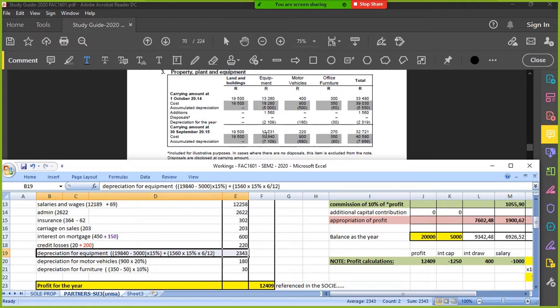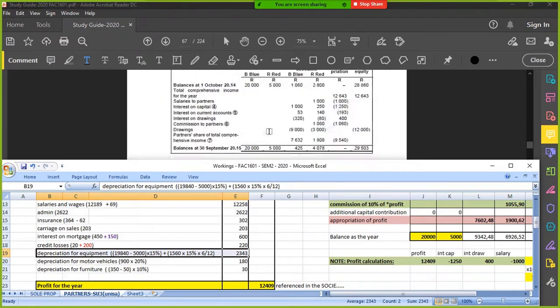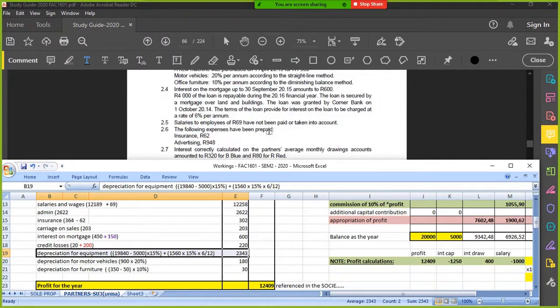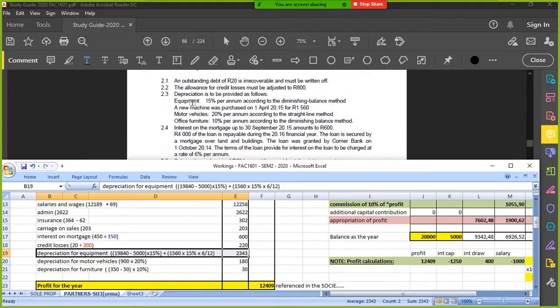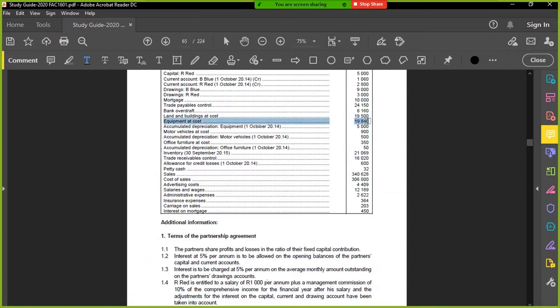Let's go look at the equipment again. Okay, the equipment says in the question, depreciation is to be provided as follows. Equipment 15% per annum according to the diminishing balance method. A new machine was purchased on the 1st of April for that amount. Okay, let me check the trial balance. What did I have in the trial balance? The trial balance had equipment at cost. Oh, okay, I see it.